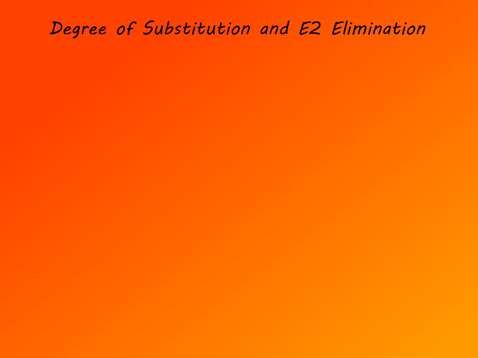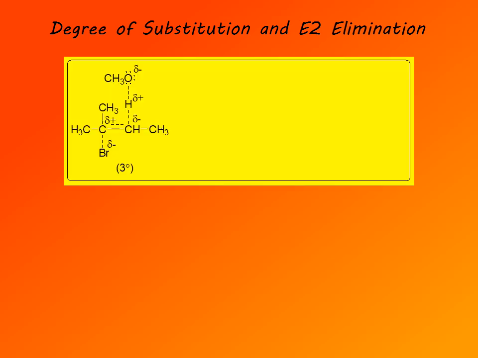Reaction rate of an E2 elimination reaction is affected by the degree of substitution of substrate, but maybe not in the way one would expect. And for that we should consider the transition state. In the transition state, the reagent approaches the proton on the beta carbon. It does not approach the carbon that is bearing the leaving group.